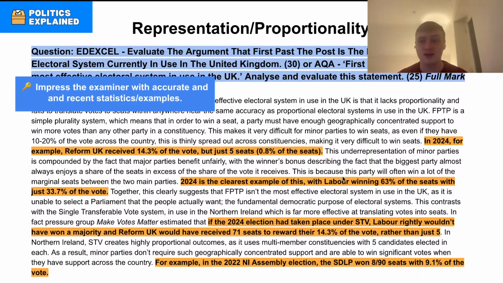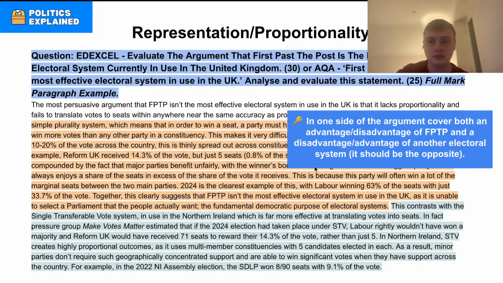Soon we're going to have flashcards out on the Politics Explained website before this exam, so you can use those, or you can use the essay plans or make your own effectively. Just make sure you know some key recent statistics and examples.